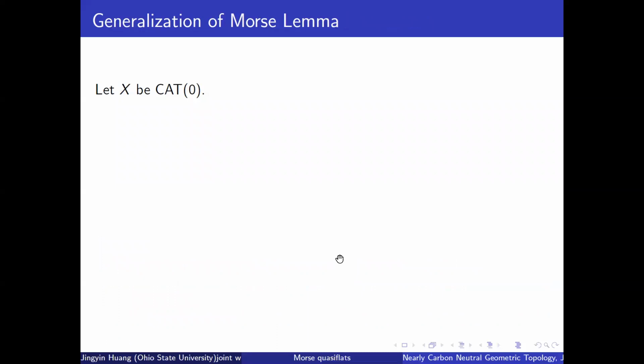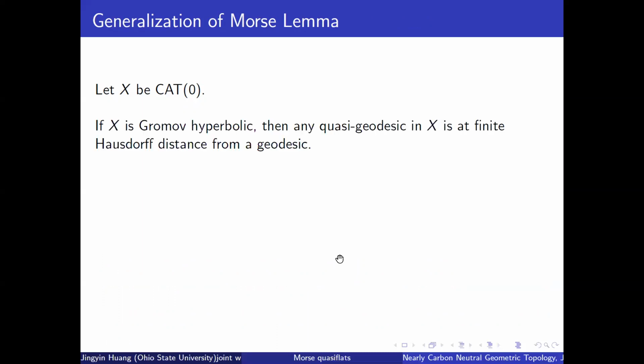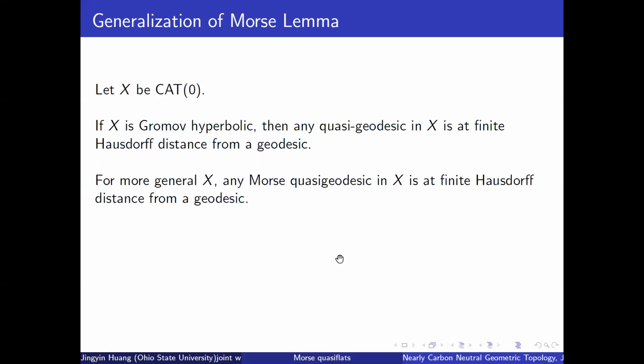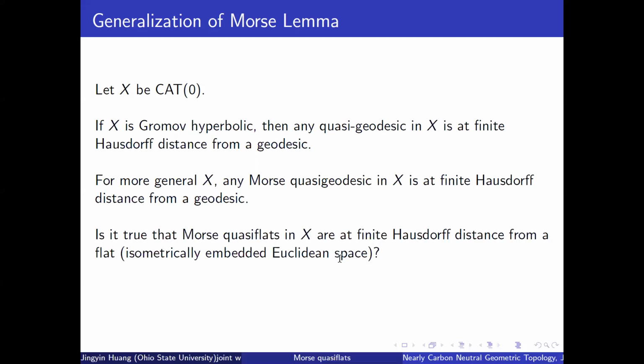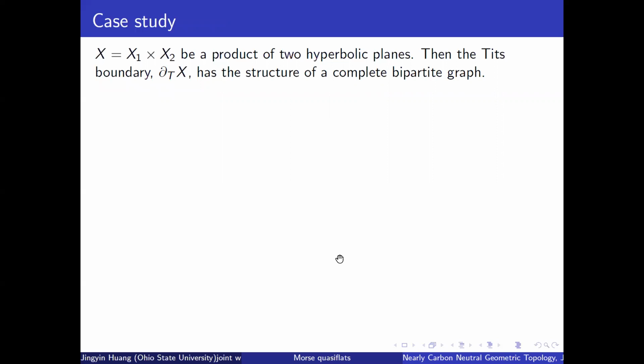Now let's look at the next topic. We want to generalize the Morse lemma to the context of Morse quasiflats. For simplicity, let's take X to be a CAT(0) space. If we already know X is Gromov hyperbolic, then any quasi-geodesic is at finite Hausdorff distance from a geodesic. That's the Morse lemma. If X is not Gromov hyperbolic, then we still know a Morse quasi-geodesic is at finite Hausdorff distance from a geodesic. Now it's natural to ask: let's take a Morse quasiflat. Is it true that Morse quasiflats are at finite Hausdorff distance from a flat? Unfortunately, the answer is no. Let's look at an example together, and this example will tell us what the correct formulation of the Morse lemma for Morse quasiflats should be.